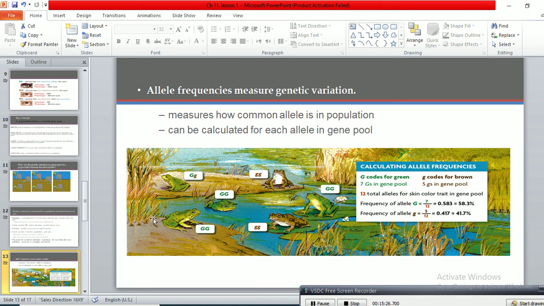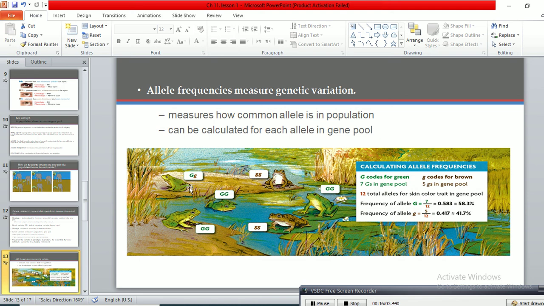Okay. Let's see here. Here are allele frequencies. Here is a gene pool of a population. This is a population of frogs. They have different phenotypes, green and brown. It seems here that the brown is recessive, small g, and the green is dominant, capital G. So this one, which is capital G, small g, will be green. Green is dominant over the brown. Green: capital G, capital G; capital G, small g is green; small g, small g is brown, and so on.